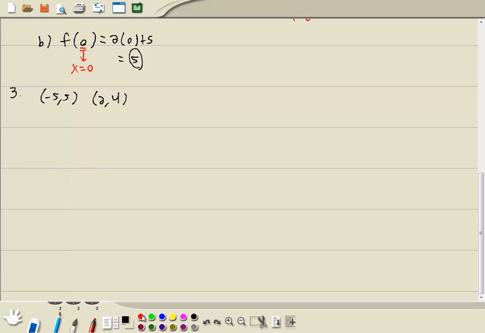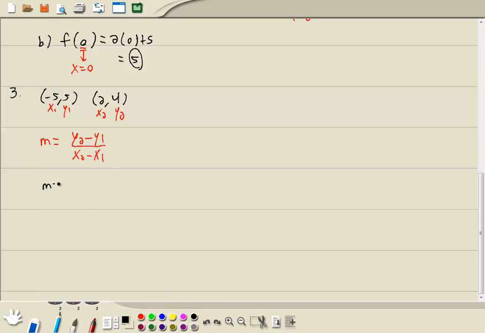First off, let's label our points. This is our first point, so I'll label this as x1, y1. This is our second point, so I'll label this as x2, y2. It really doesn't matter which one you say is your first point and which one's your second point. The formula works either way. Our formula says m is equal to y2 minus y1 over x2 minus x1.